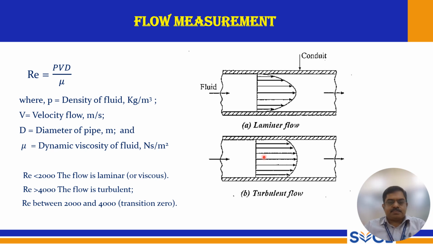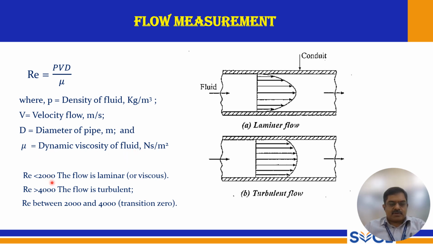So here, there are two types of flows, laminar flow and turbulent flow. It is actually decided by the Reynolds number. You could have studied about the Reynolds equation, rho V D by mu, where rho is the density of the fluid, V is the velocity of flow, D is the diameter of the pipe, and mu is the dynamic viscosity of the fluid.